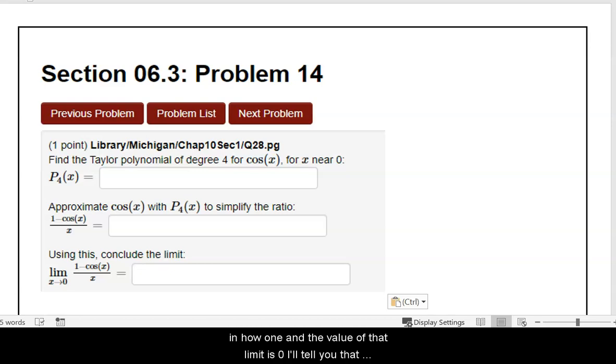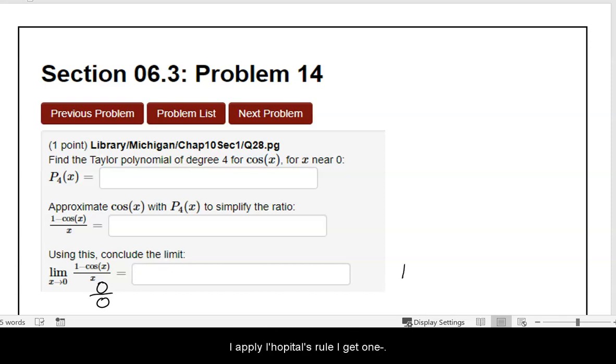And the value of that limit is 0. I'll tell you that right now. It is 0. It is an indeterminate form because if you were to plug it in down here, you do get 0 over 0. So it is indeterminate. We can solve this using L'Hopital's rule. If I apply L'Hopital's rule, I get 1 minus, what do I get? 1 minus a negative sine of x on top. Oh, wait, the 1 goes away because I've got the derivative. Okay, so the 1 is gone.